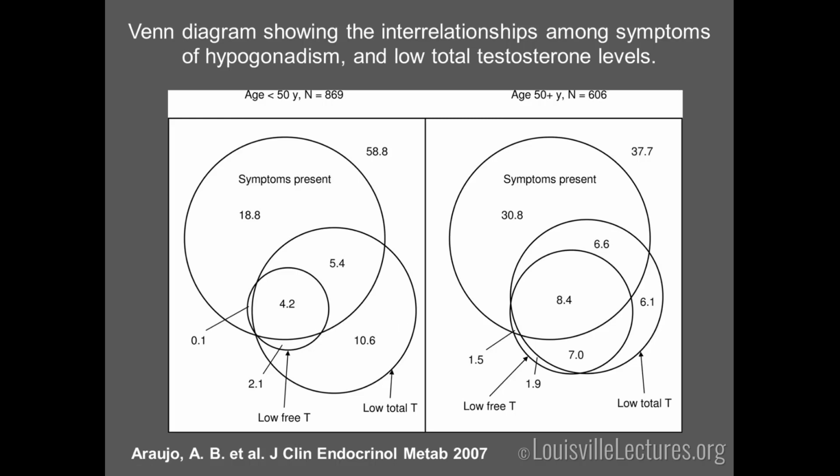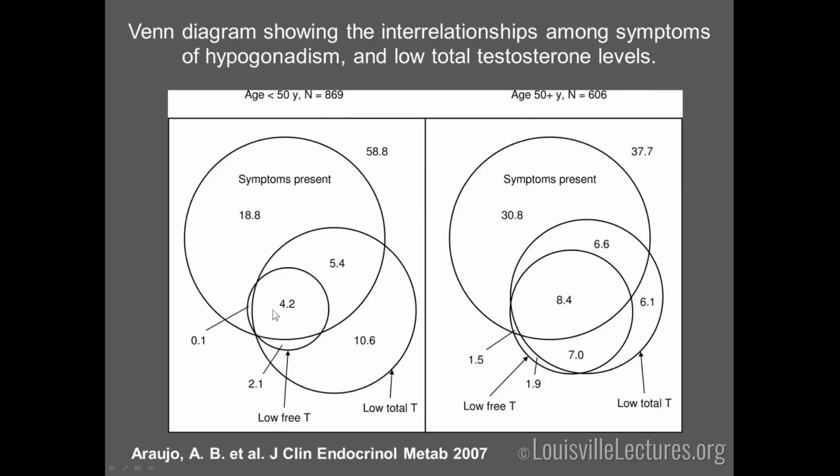This is a kind of famous study from the Massachusetts Male Aging Study, and it's just a Venn diagram. These are men younger than age 50. These are men older than age 50. These are the ones who have symptoms of hypogonadism, and these are the ones with the testosterone. So you can see that there are many men who have symptoms who have a normal total testosterone level. That's up there.